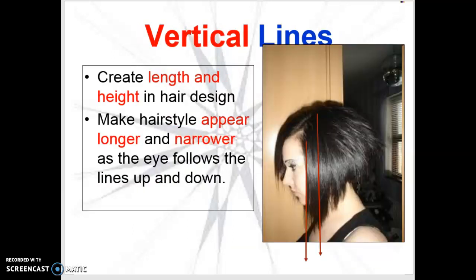Vertical lines. Vertical lines tend to make hair look longer, and it makes the hairstyle look more narrow. So when you go back to think about different types of face shapes, knowing the different types of lines that are going to complement those face shapes is part of hairstyling.